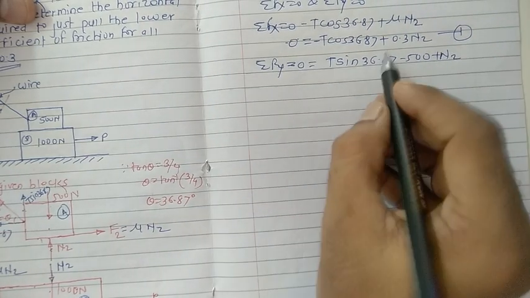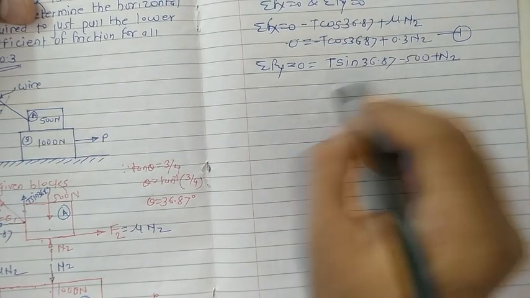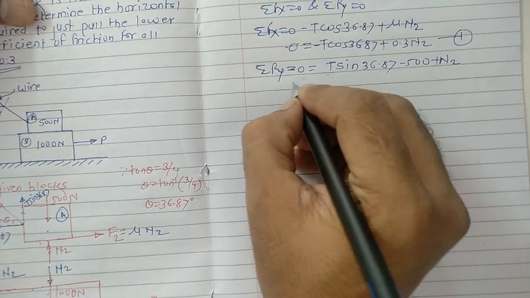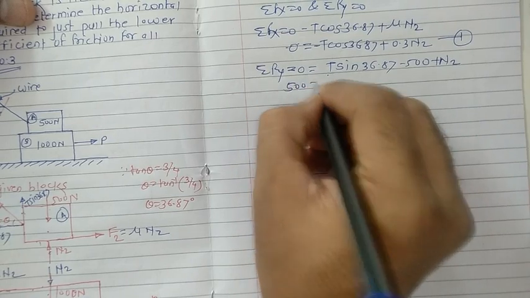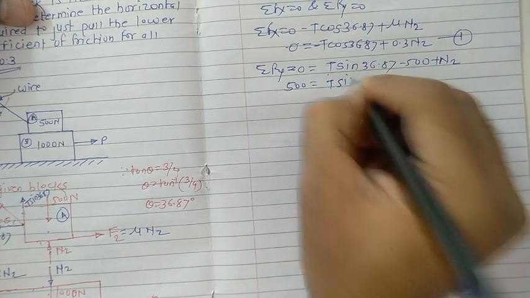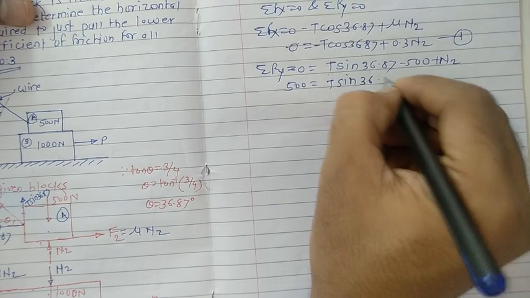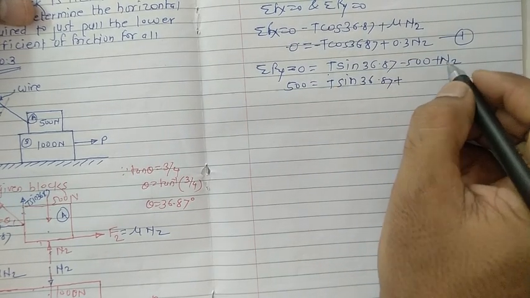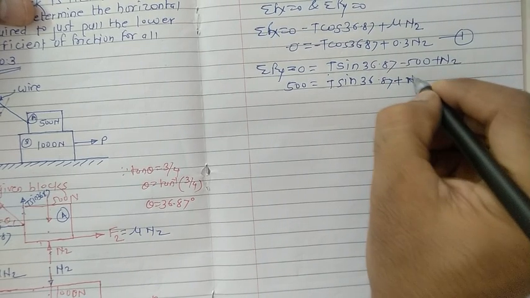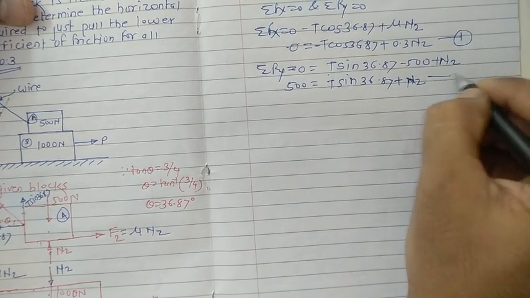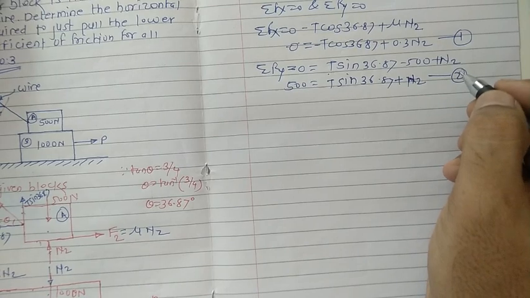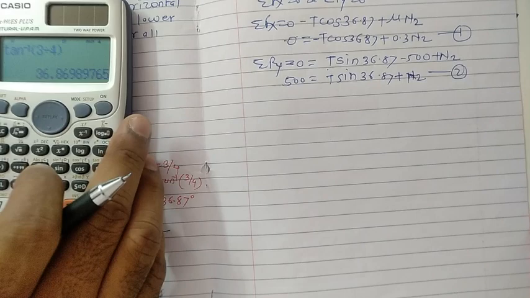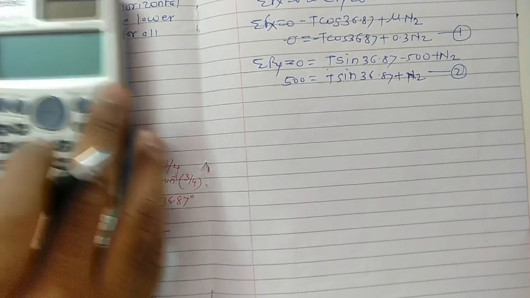Now if you focus on the previous equation and this equation, the two unknowns with us are T and N2. Write this equation in such a way that you can solve it easily on the calculator. Here the T term we have written first, and then the N2 term. Our aim is to get the values for T and N2. Equation number 2 for this one. So solve equation number 1 and equation number 2, and easily we can get the value for N2 as well as T.